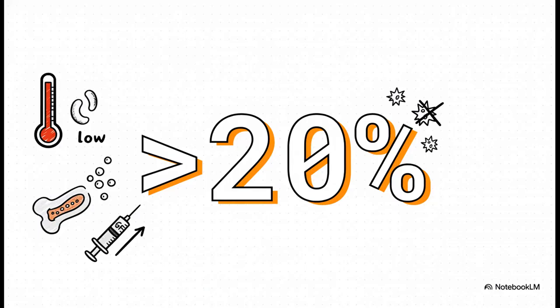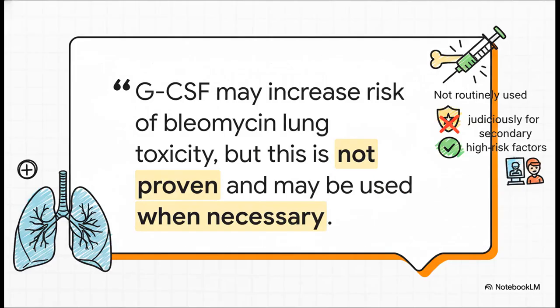Now, speaking of toxicities, BEP is considered a high-risk regimen for febrile neutropenia. We're talking over a 20% risk. And whenever you see that number, it should immediately trigger a question in your mind. What about growth factor support? Should we be giving something like GCSF with this chemo? And this brings us to a super important, kind of nuanced clinical pearl.